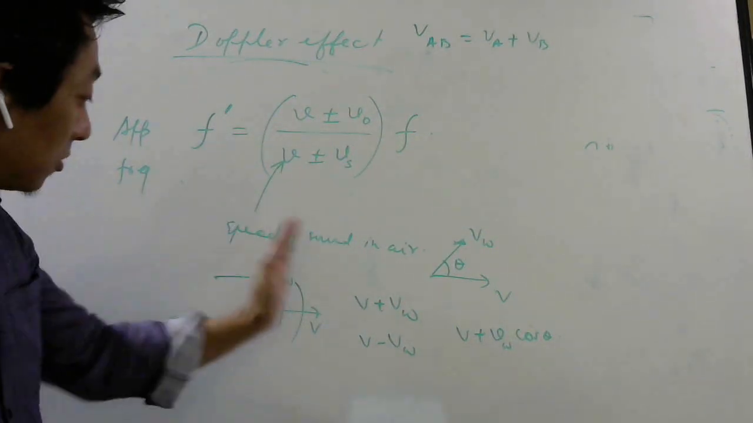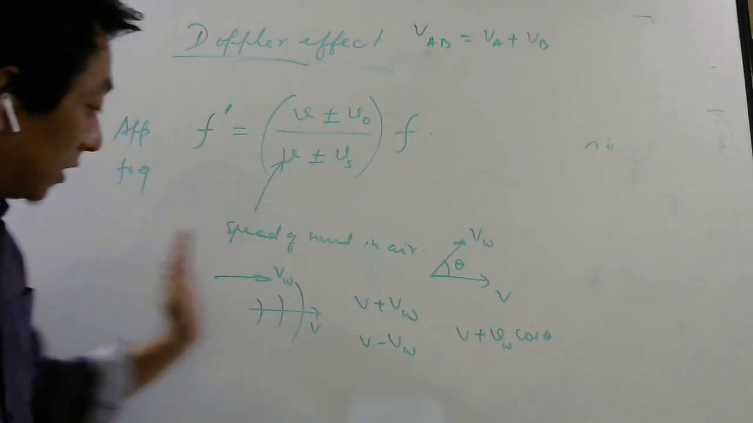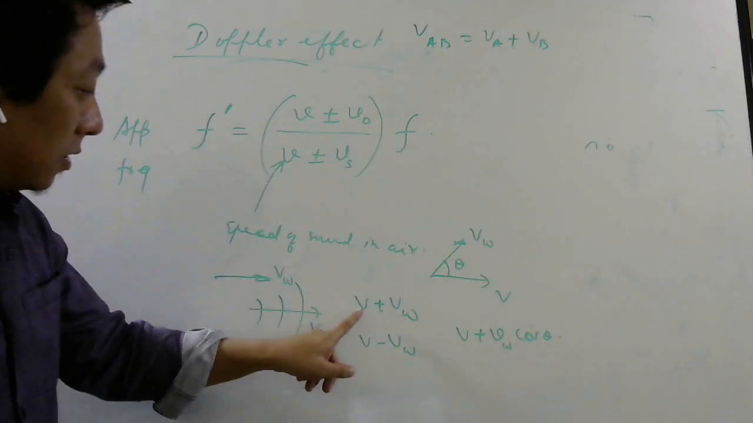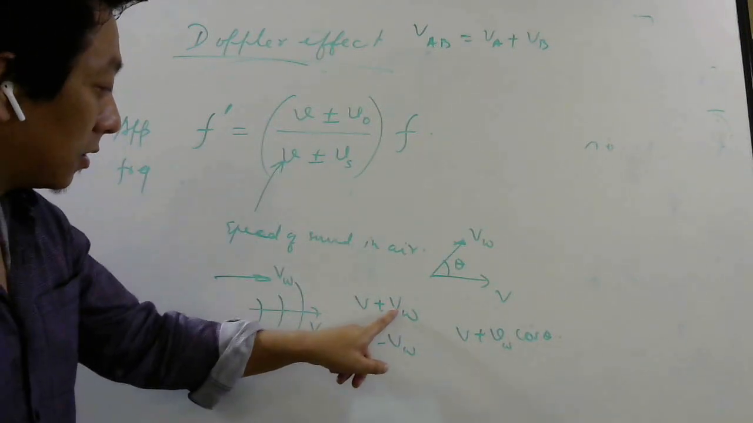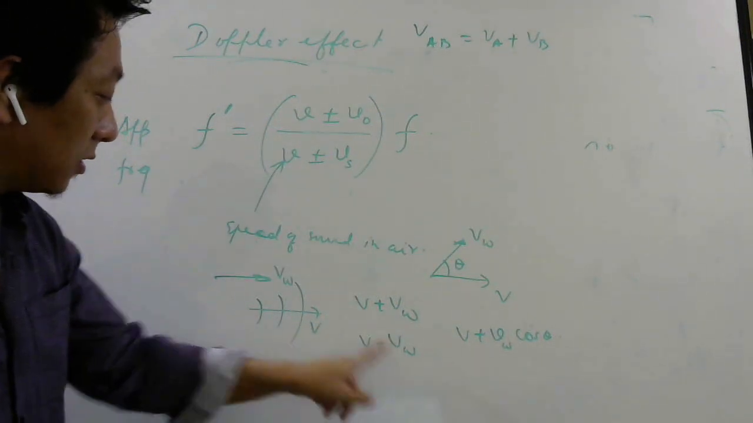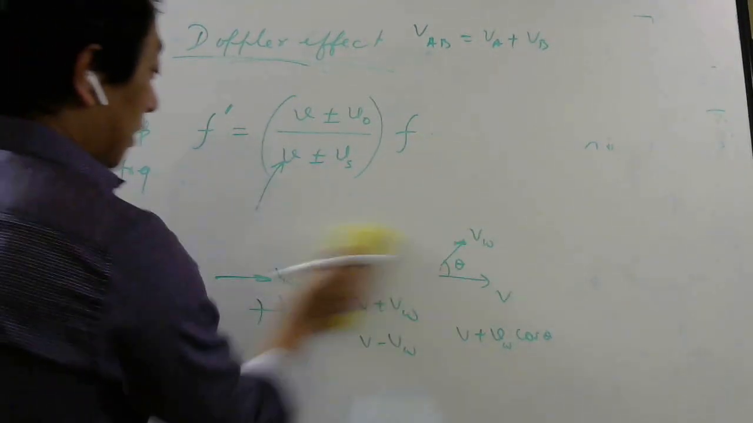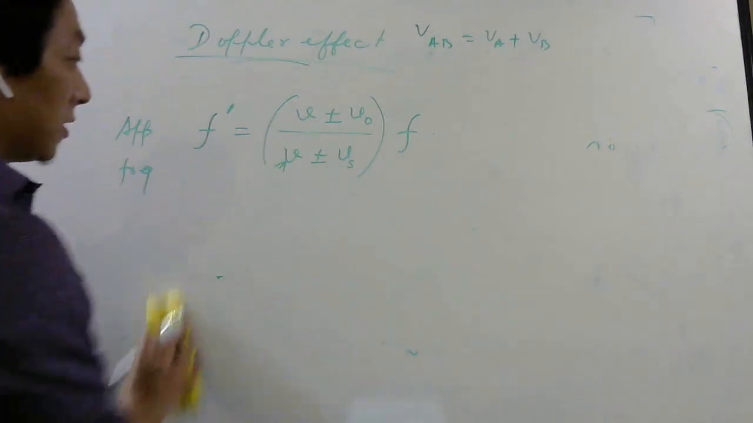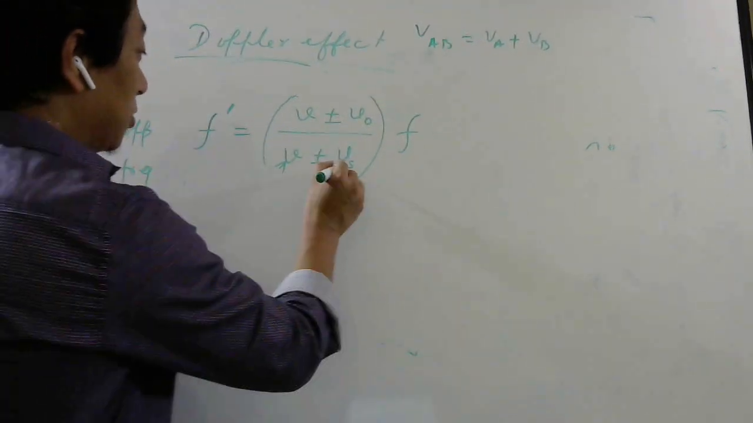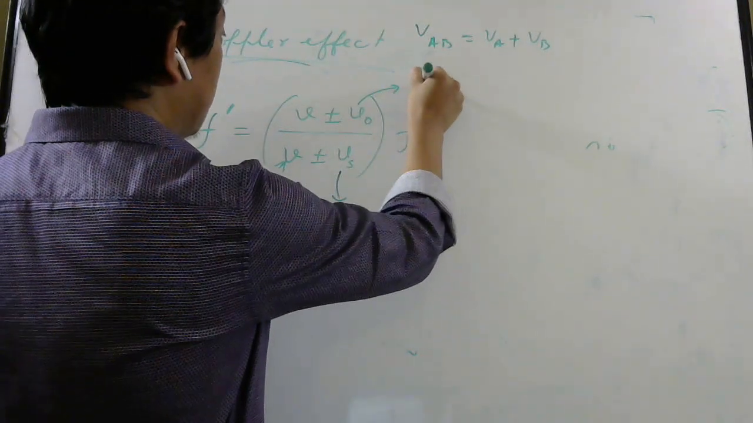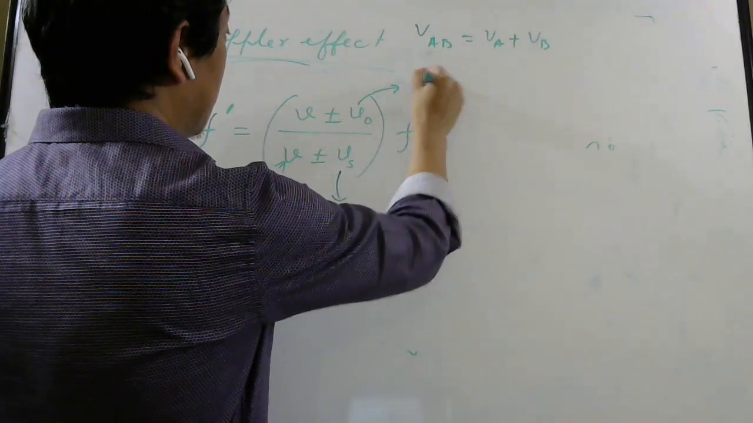So if air is also moving, which means wind is there, then you have to replace this speed of sound by speed of sound plus speed of wind or minus, depending on the direction. Okay, that is the speed of sound in air. What about Vs and Vo? Vs is the speed of the source in magnitude, okay, and Vo is the speed of the observer.